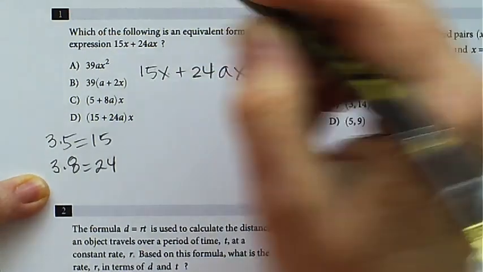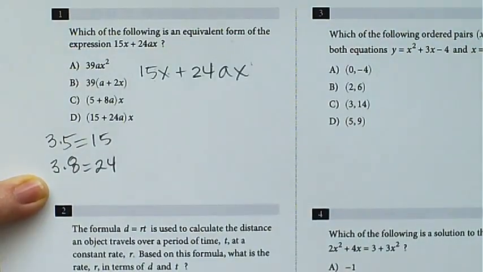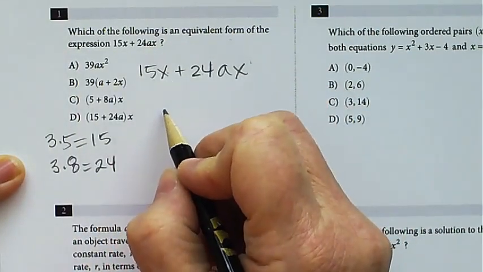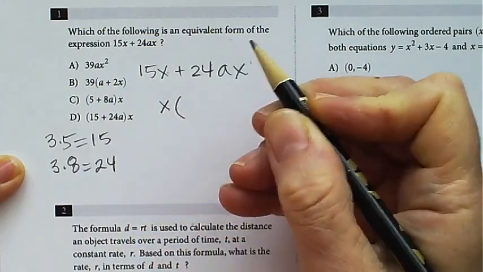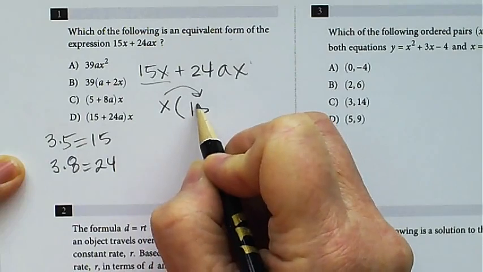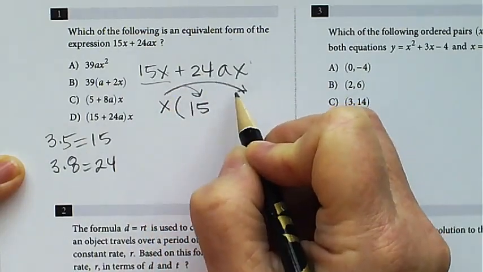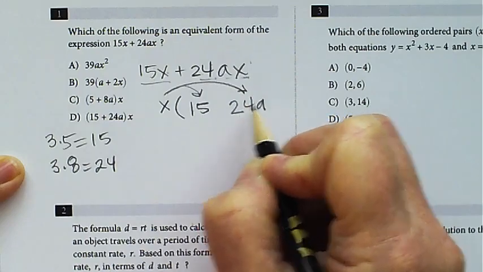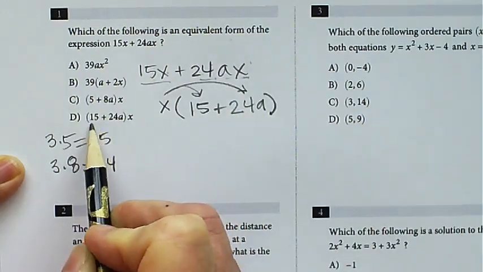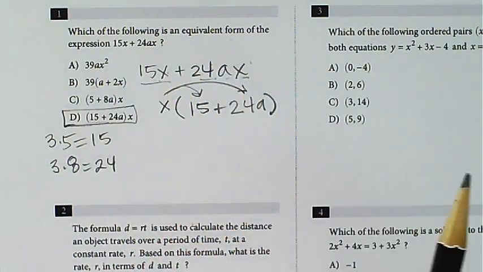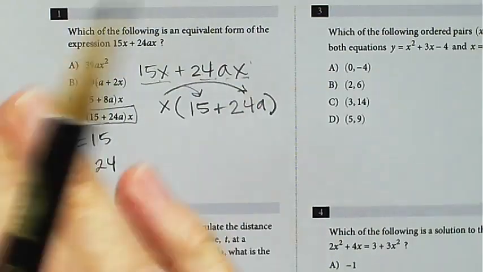You have a common factor of x. So if I factor out that x, that would give me x times, so x times what would be 15x, that would be 15. And then x times what would give me 24ax, that would be 24a, and it would be positive. So it's actually D. I was thinking they were going to take out the 3, but they didn't.